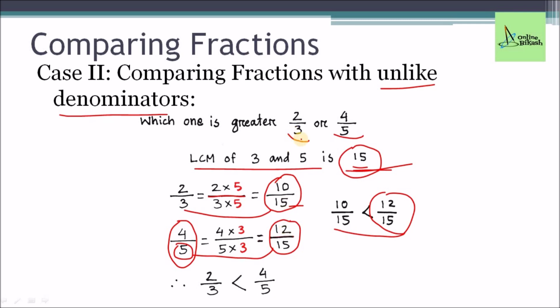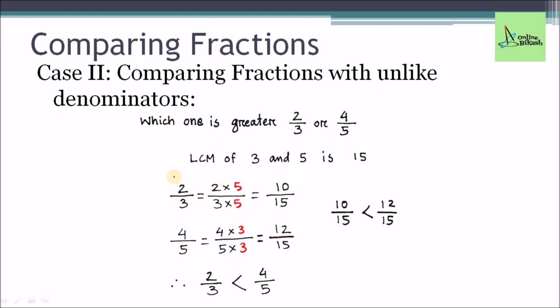First you have to find the LCM of the denominator. Okay, LCM of 3 and 5 is what? 15. Now we will write the fractions: 2 by 3 here, and 4 by 5 here.